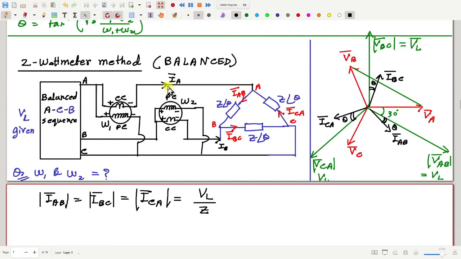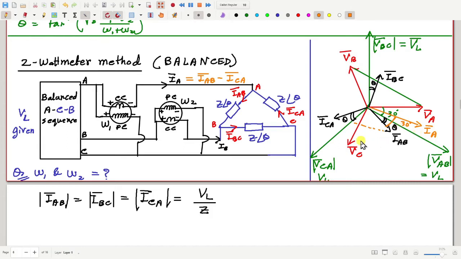Okay, then next we need the line currents IA, IB and IC. So how to get the line currents? IA is equal to IAB minus ICA. Correct? AB minus CA. So where will that line be? That is this line, so that will be here. This is IA and this angle is 30 degree. Correct?